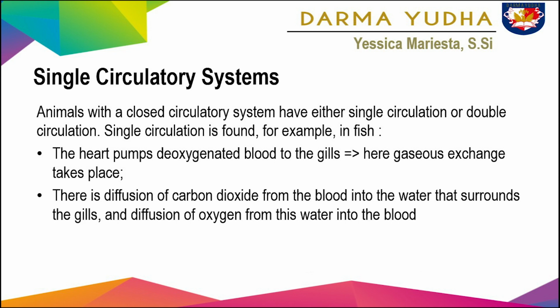And then what exactly does this circulation do? Okay, first, the heart pumps the deoxygenated blood to the gills. And here, the gas exchange takes place. The second one, there's a diffusion of the carbon dioxide from the blood into the water that surrounds the gills, and then the diffusion of the oxygen from the water into the blood.